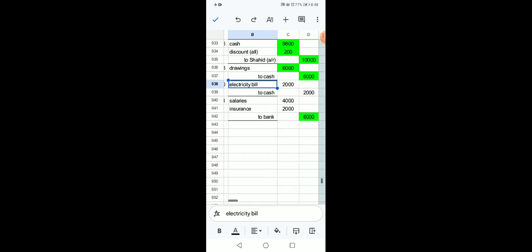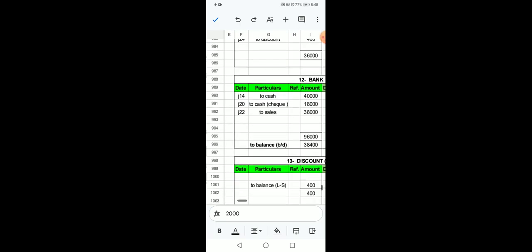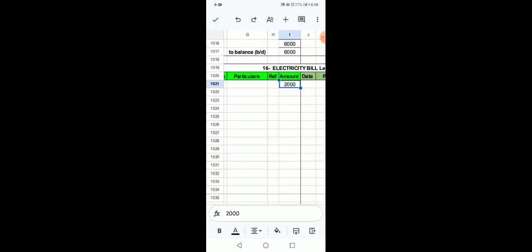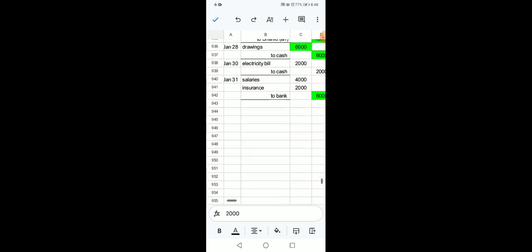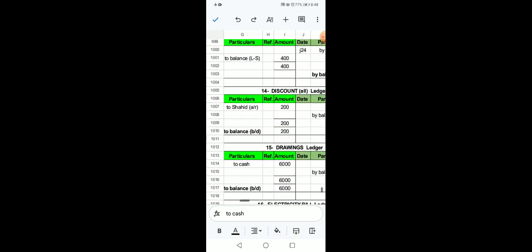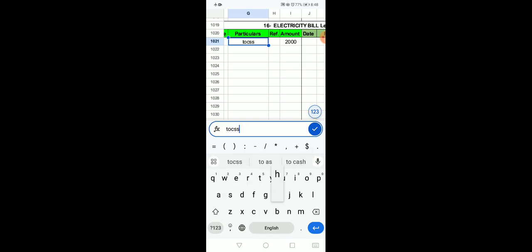If electricity is debited, we will choose the debit side in the ledger. If electricity is present on the credit side, we will choose the credit side. The electricity bill arrived and it is debited by 2000. So we will go to the electricity bill, choose the debit side and write 2000 in the amount column. Let's see what the reference was. This 2000 we have written. What is written on the opposite side is cash. So you will put "to cash" as your reference.